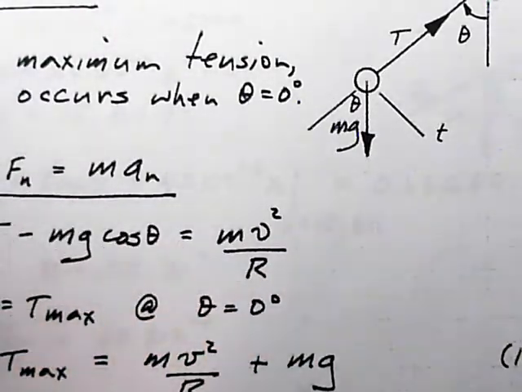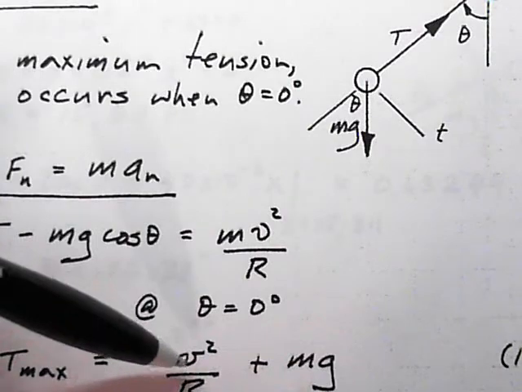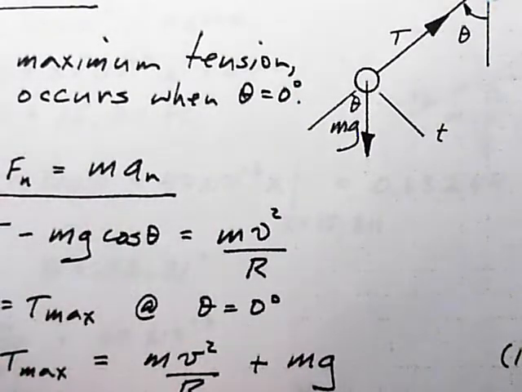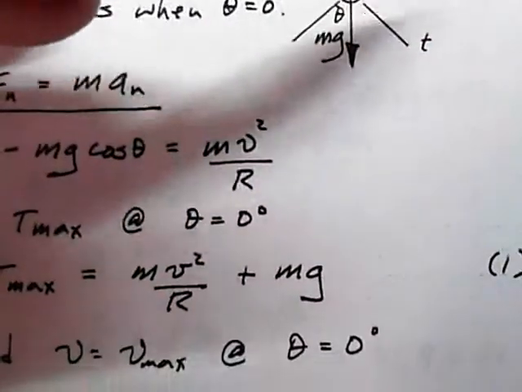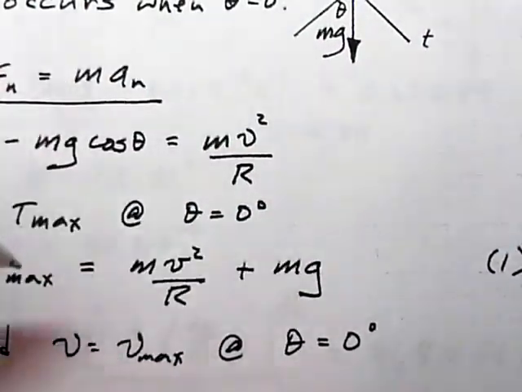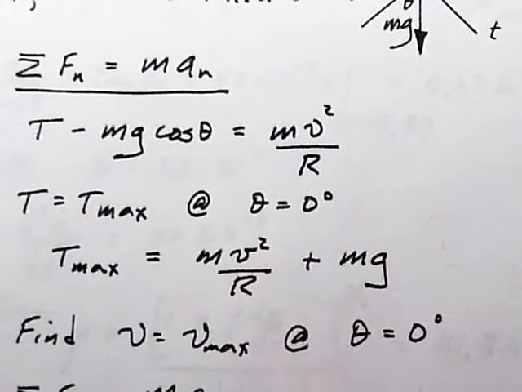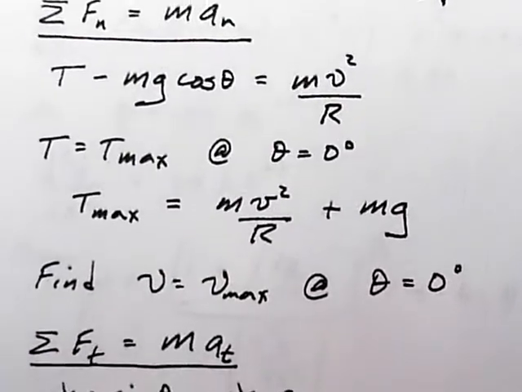Plugging in theta to this equation will give us our maximum tension, and our maximum tension is mv squared over rho plus mg. They add up. And we know that the maximum v will occur at theta equals 0. So v max at theta equals 0 will give us our maximum tension. We still don't know the velocity. How will we get there?